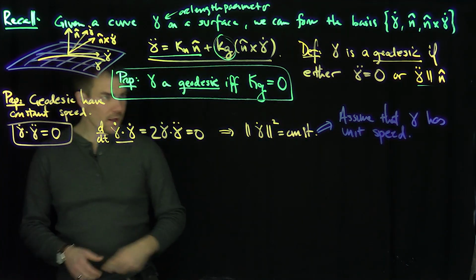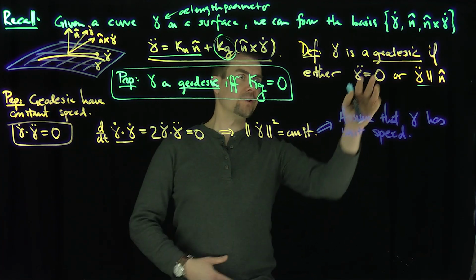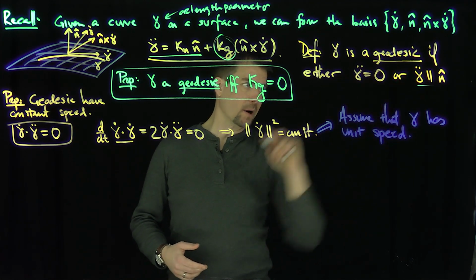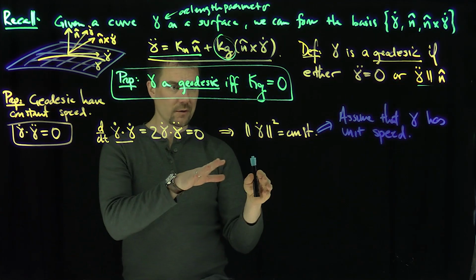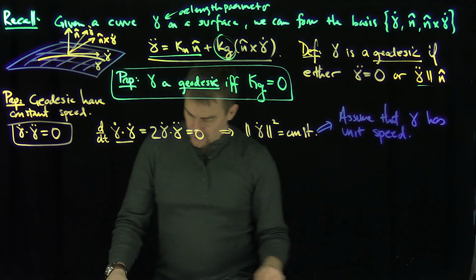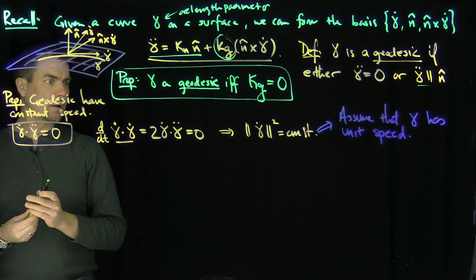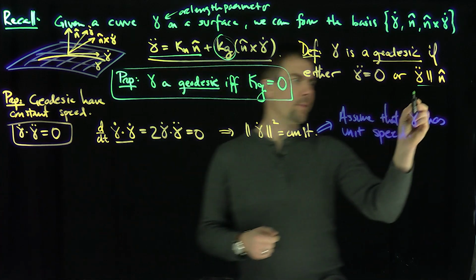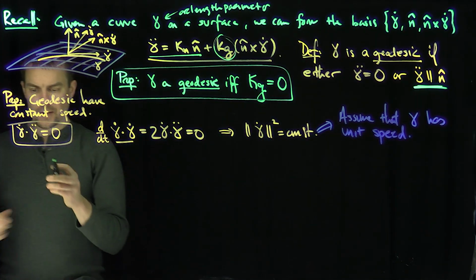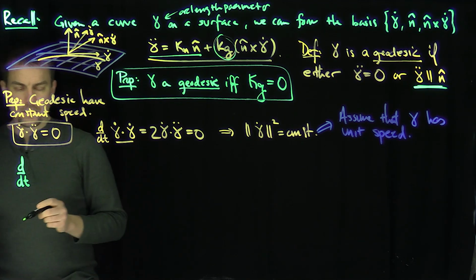What I want to do is show that this definition of geodesic, that you're either a straight line or parallel to your normal vector, holds if and only if your geodesic curvature is equal to 0. Let's write down equations for these things. Note that if the geodesic curvature is equal to 0, then gamma double dot is parallel to the normal vector.